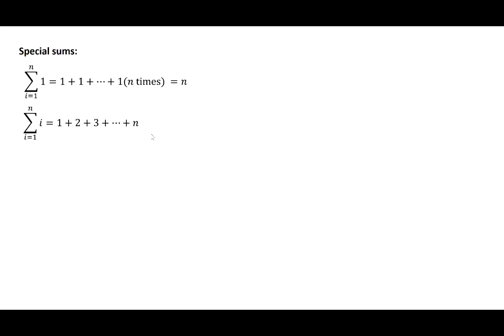Sigma i equals 1 to n of i. So i takes on a value of 1. With i equals 1, let's go inside. That is i, so that's 1. Now i becomes 2 because we always increment by 1. With a value of i equals 2, let's go inside and evaluate. That's i, so that's 2. Plus 2. i becomes 3 and so on. So 1 plus 2 plus 3 all the way up to n.